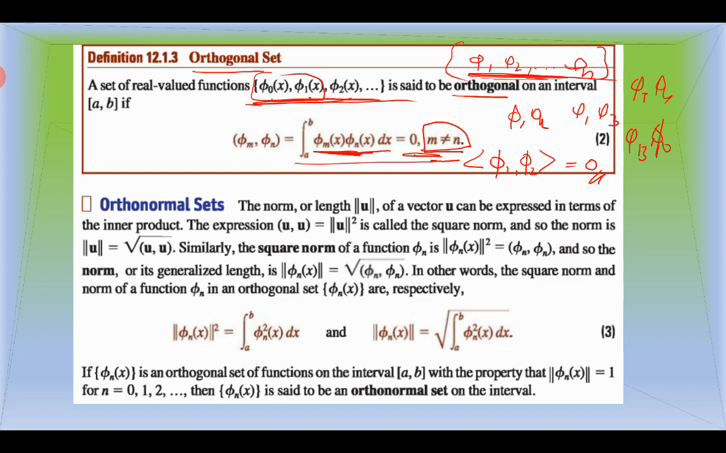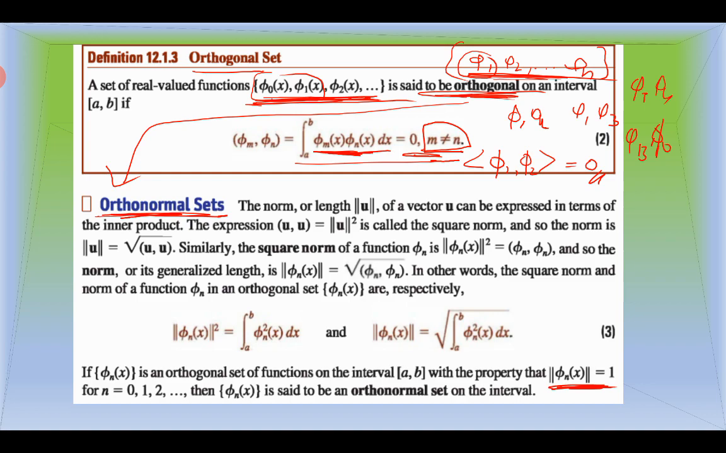So we should generally check for any two functions phi n, phi m. Now the orthonormal set is slightly different from orthogonal. Here, if the norm, the length, of every function is 1, then the orthogonal set will become orthonormal. There are two properties to satisfy orthonormal, one property to satisfy orthogonal. In the collection of all functions, if they are pairwise orthogonal, the set is called an orthogonal set.